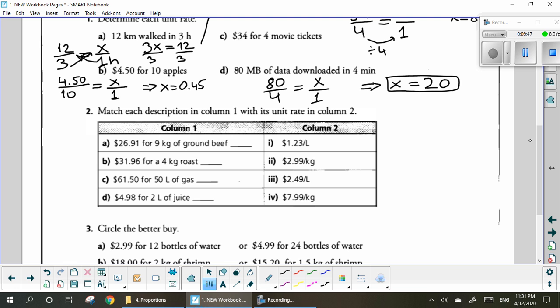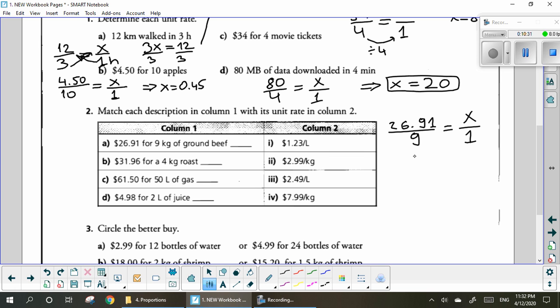We are going to see that better in question 3, but question 2 will kind of lead us into it. So in A, we have $26.91 for 9 kilograms of ground beef. We want to find out which one of these unit rates in column 2 corresponds to the ground beef. So if I just set up another one of these unit proportions, 26.91 over 9 kilograms, and I'm looking for 1 kilogram. So remember, if I just divide 26.91 divided by 9, I get 2.99.